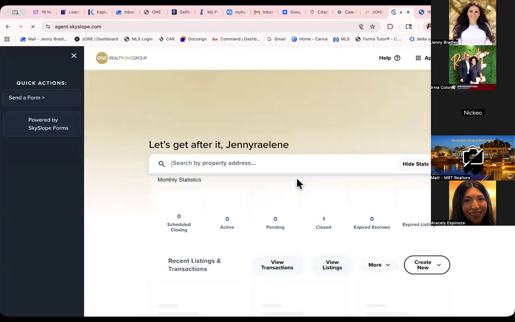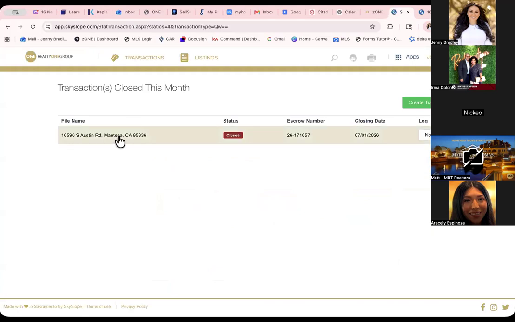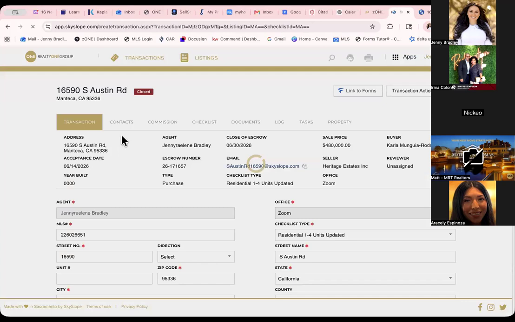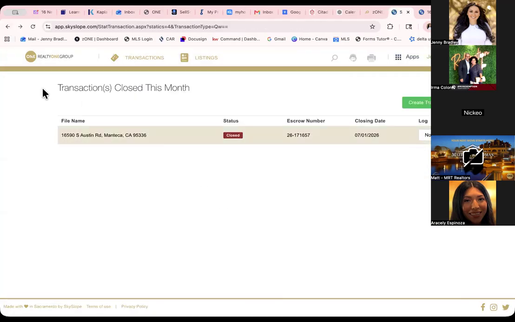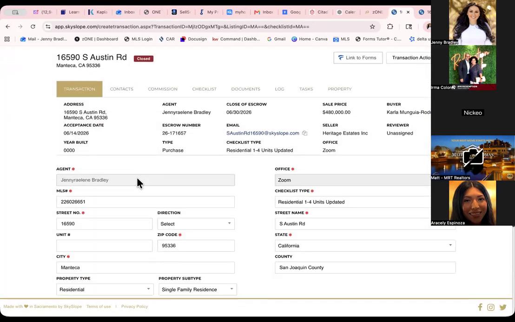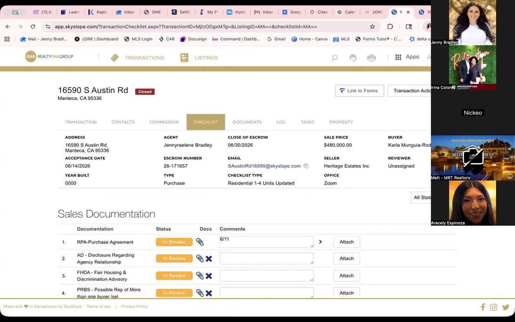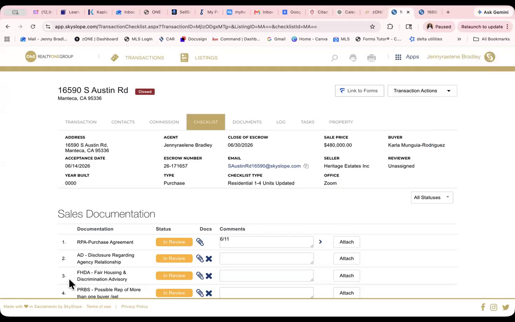All right, so this is what it will look like. I have the one closed here. So I will go ahead and click on this transaction. Usually it'll say right here, create transaction, all that stuff, but they will do all this for you. And then you'll have all the information here, okay? So I go to checklist, and right here in checklist, okay, here we go.